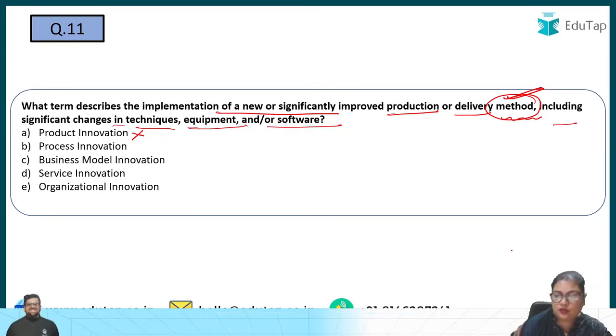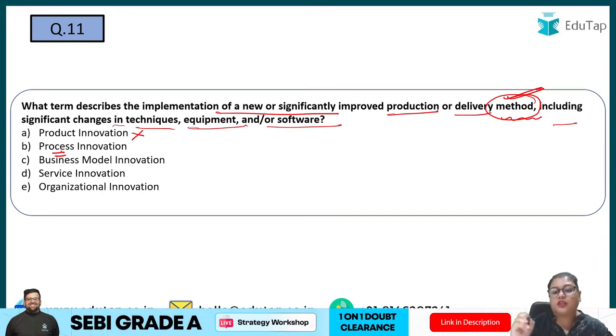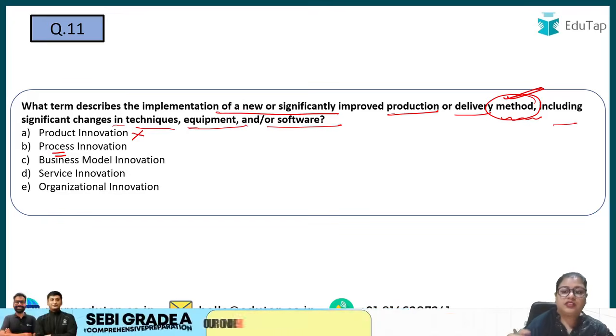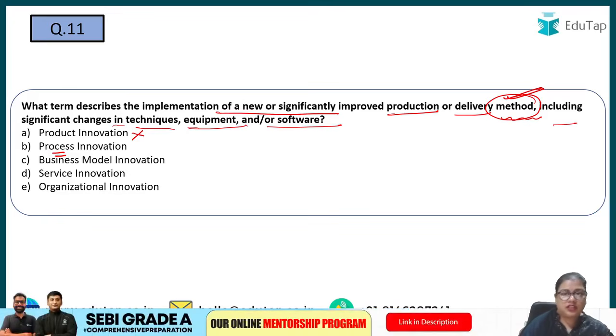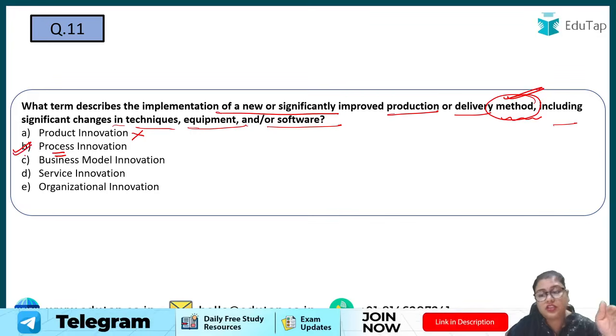Then process innovation. When I'm talking about a change in the method, we are of course talking about changing the whole process from the start to end, है ना? The production and the delivery as well. So here, yes, we are talking about process innovation. We are talking about the changes in the process, right?